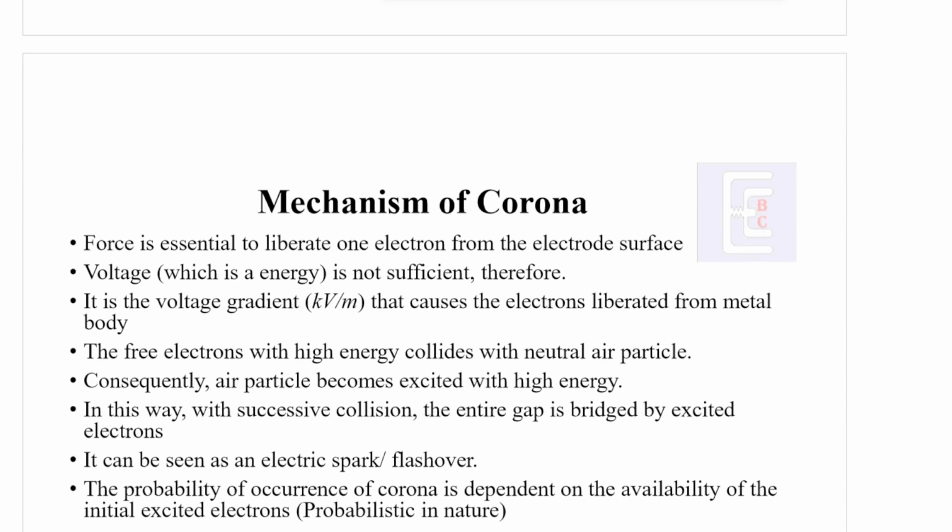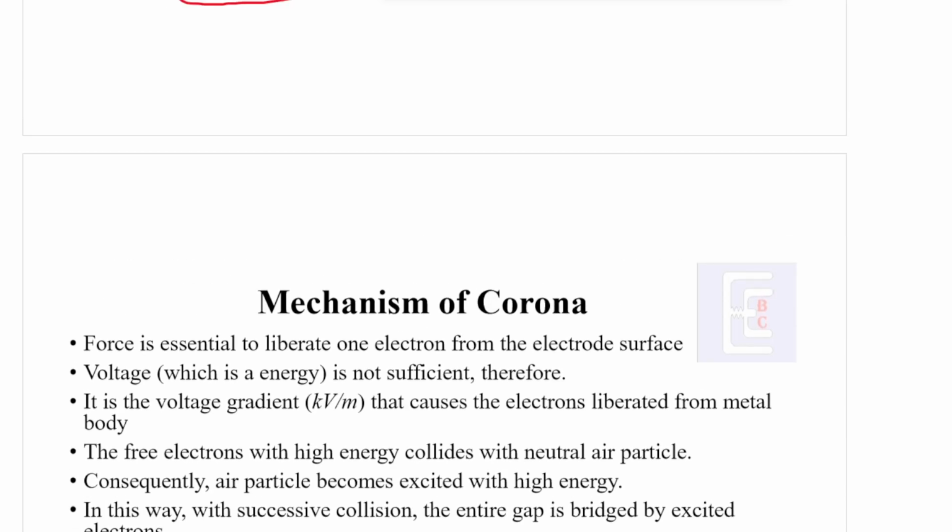Now, what is the mechanism of corona? Let us say we have a conductor like this. As I have already told you, at least one electron will be needed, and that electron will be coming from that electrode surface. An electron will be needed to form the electric spark, at least one. That is the beginning, the starting point.